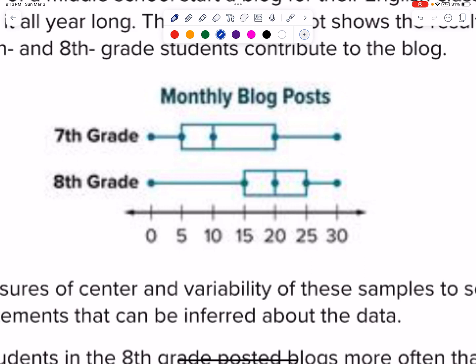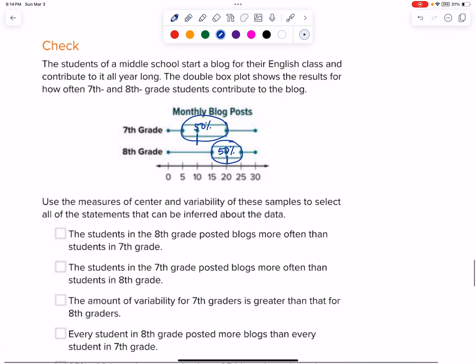Okay, and so if you're looking, where's most of the data? Well, you have the 8th grade here. This is 50% of their data. The main center part of this group's data, this 50% of data, is down here. The median is all the way down here, and their median is up here. And so it gives you some ideas of how you want to interpret the data.